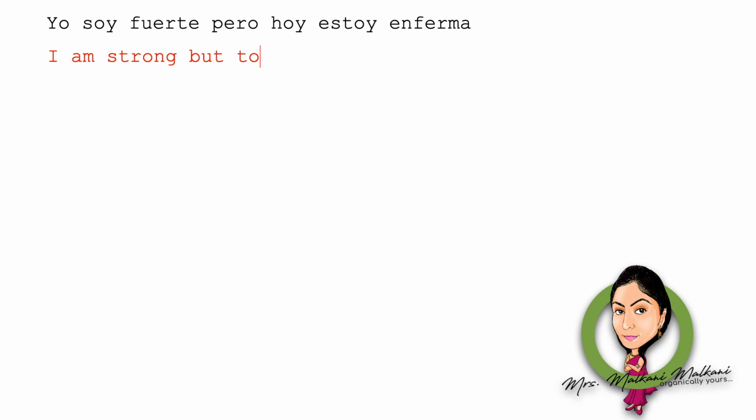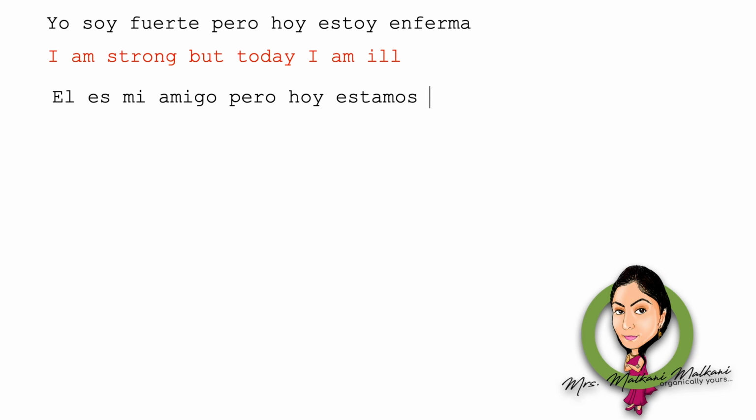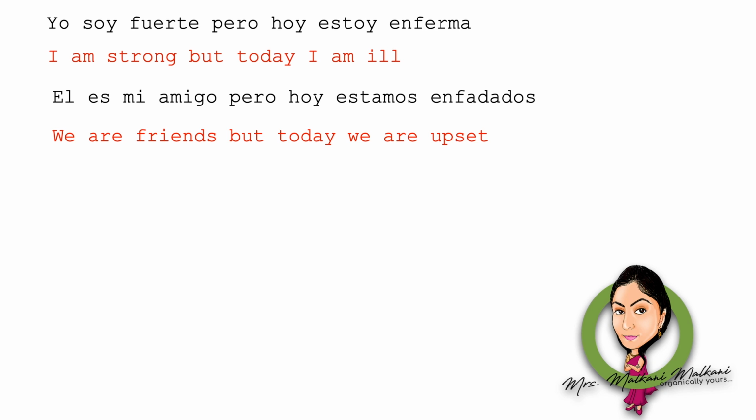So the example number one is yo soy fuerte. Pero hoy estoy enferma, which means I am strong, but today I am ill. So as you can see, there is the use of the verb to be twice, which is yo soy and yo estoy. Example number 2, él es mi amigo, pero hoy estamos enfadados. He is my friend, but today we are upset. So él es and estamos, which are both forms of the verb to be.